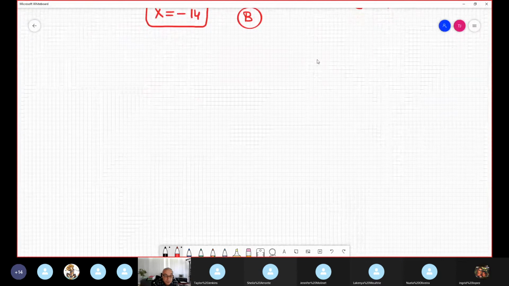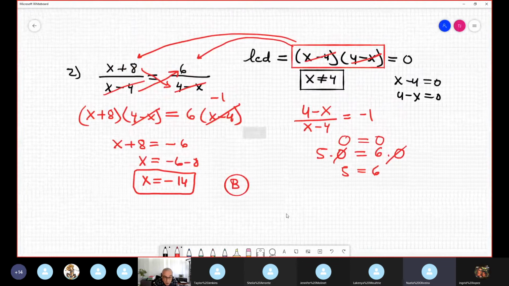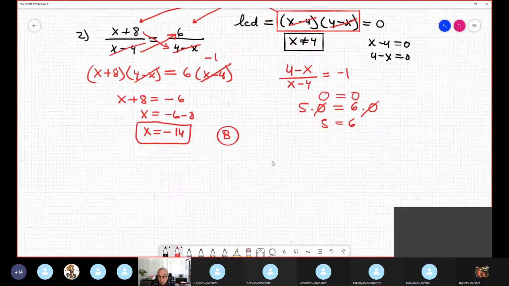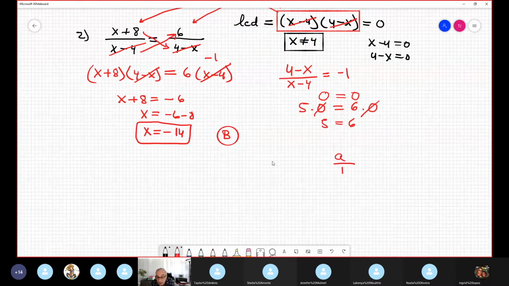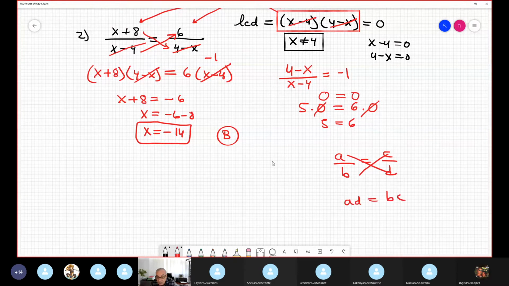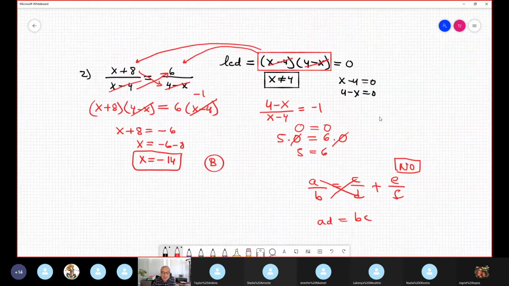Clear or confusing? I have a question. Go ahead. We just apply cross multiplication, and we can. When it's a proportion, A over B, C over D, you can cross multiply: AD equals BC. But when you have plus something, E over F, no. I decided in my mind, when I explain this, never apply cross multiplication. But you apply the idea of the least common denominator, which always works 100%.